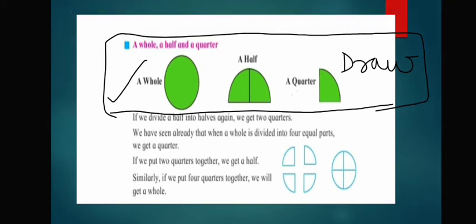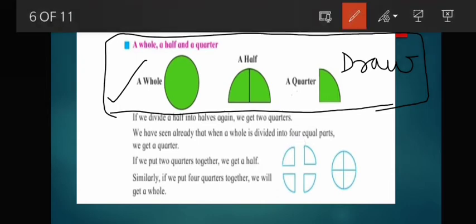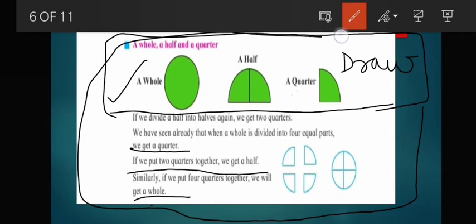If we divide a half into halves again, we get 2 quarters. We have seen already that when a whole is divided into 4 equal parts, we get quarter parts. If we put 2 quarters together, we get half. Similarly, if we put 4 quarters, we will get whole. So I want you to copy this in your maths notebook with a diagram.